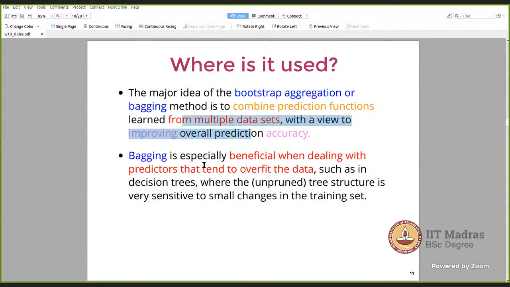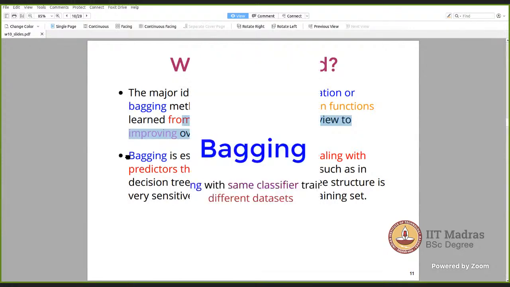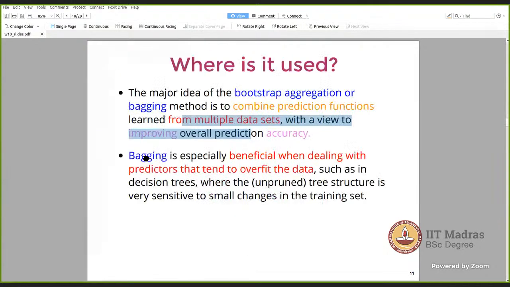All right, with a view to improving the accuracy. I'm sorry. Bagging is especially beneficial when dealing with predictors that tend to overfit data, right? That's the case in decision trees. We've talked about that. Decision trees will give you zero training error if you go on and on, right? But the test error will be high. That's your overfitting.